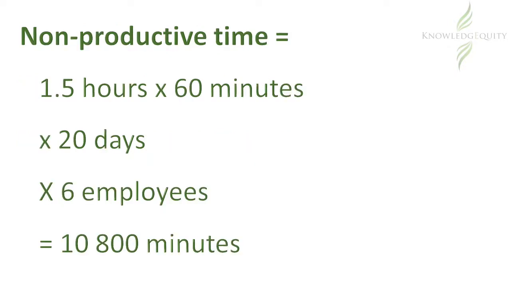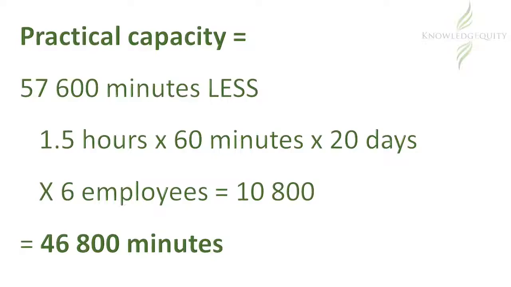If we've been informed that approximately 1.5 hours per day per employee is spent on non-productive activities, then we can work this out to be 20 days times 1.5 hours times 60 minutes by 6 employees equals 10,800 minutes. Subtracting this from our theoretical capacity gives us a practical capacity of 46,800 minutes.